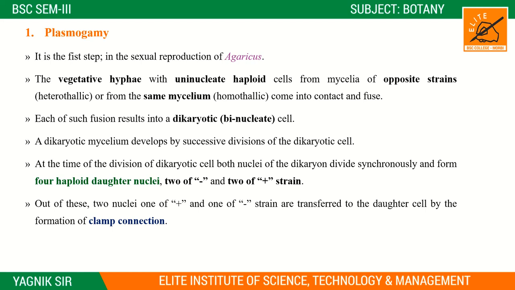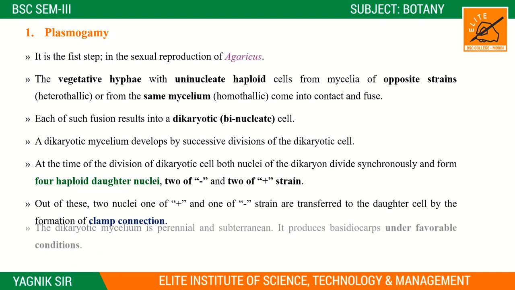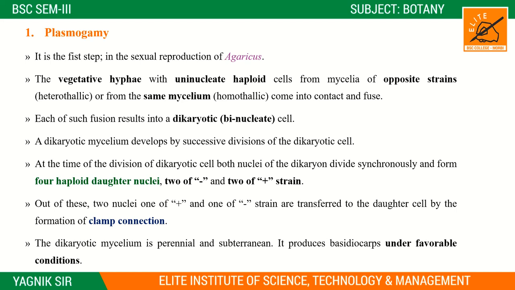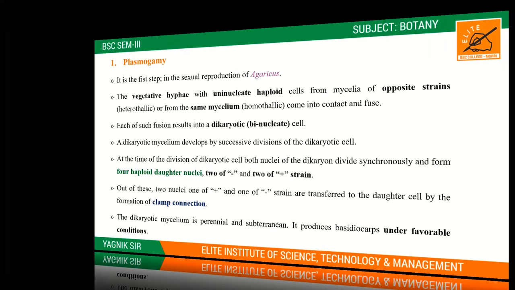Out of these, two nuclei of the positive and two of the negative strands are transferred to the daughter cells by the formation of clamp connections. The whole condition in which the fusion happens and the daughter cells form is called clamp connections. Now I will explain the clamp connection. The dikaryotic mycelium is perennial and subterranean, and it produces the basidiocarps under favorable conditions.